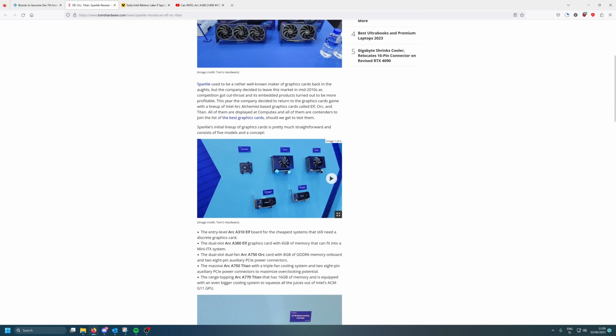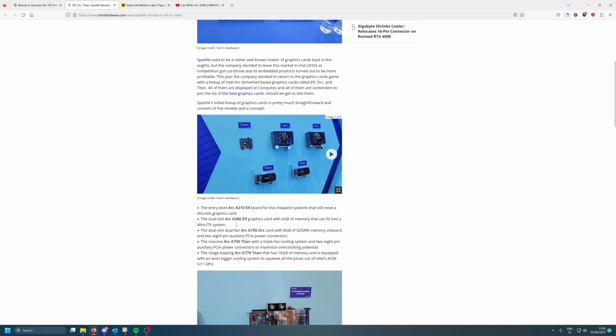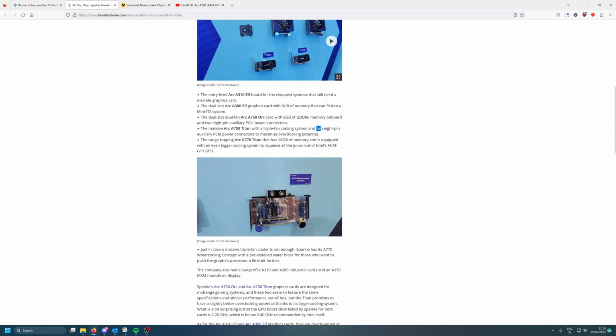Here we go, we have the A310 ELF, which is a really small one, probably this one. We also have the A380 ELF graphics card, which is a 6 gigabyte one, and hopefully this one also doesn't have, wait, what, onboard and 2 8-pin auxiliary. This is for the A750, it has two 8-pin PCIe power connectors, but why?